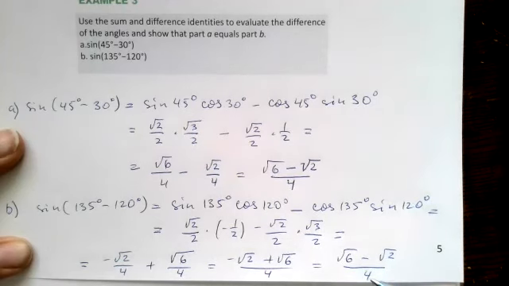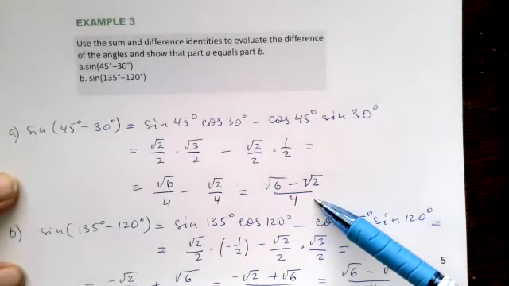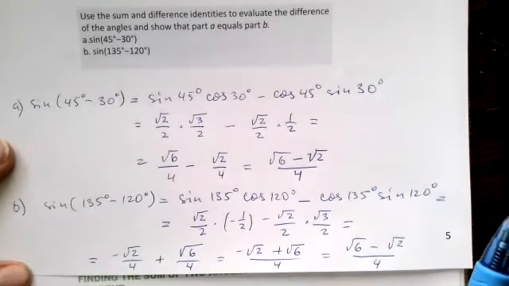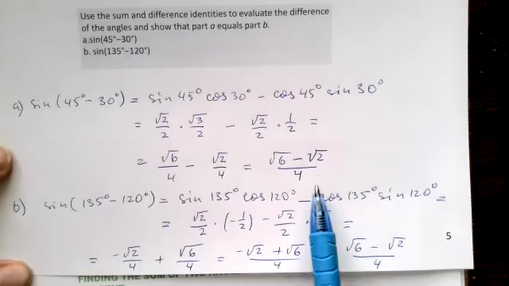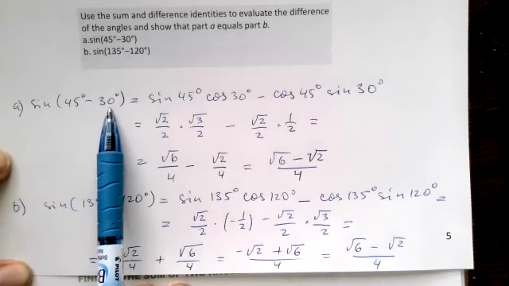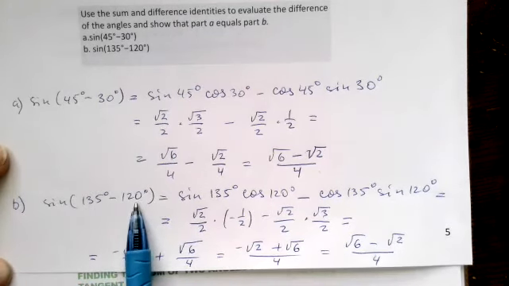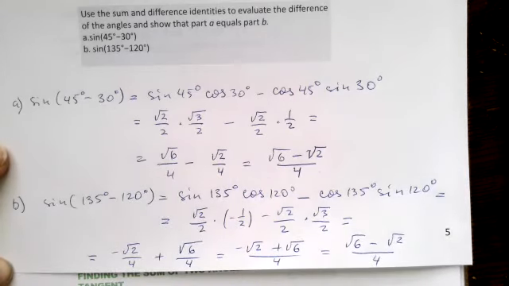As you can see, those values are absolutely identical. All right, so what is 45 minus 30? That's 15 degrees. What is 135 minus 120? It's also 15 degrees. So it makes sense that in the end we got the same result. And also notice that we can express 15 degrees in different ways as well.